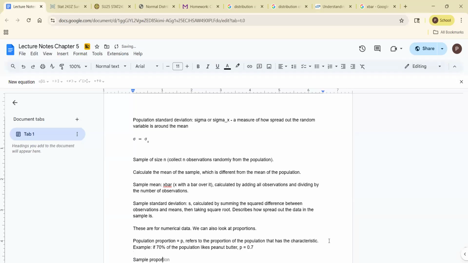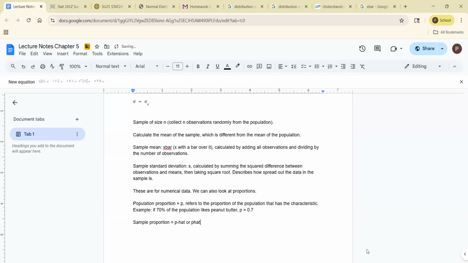And compare that to the sample proportion, P hat. I usually write it without the hyphen, so it looks like P hat. It refers to the proportion of the sample that has the characteristic. For example, if I sample 100 people and 20 like spinach, the sample proportion P hat equals 0.2.